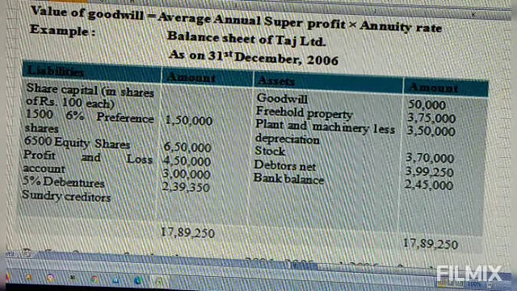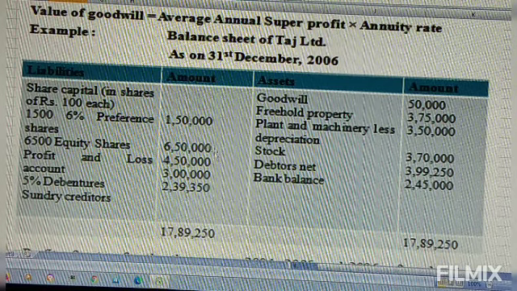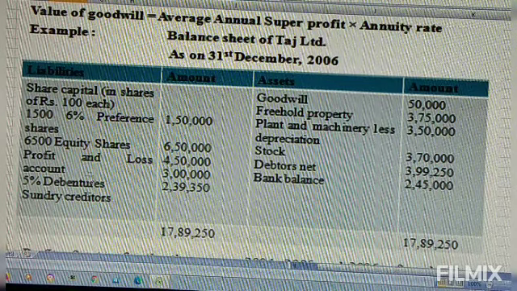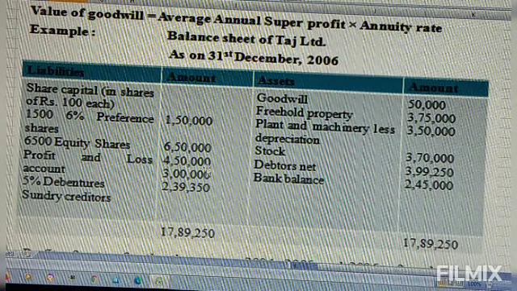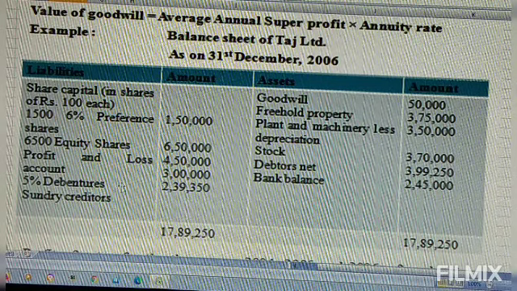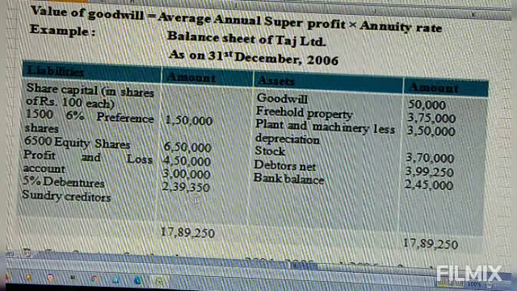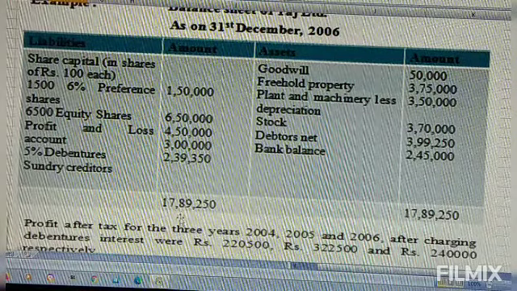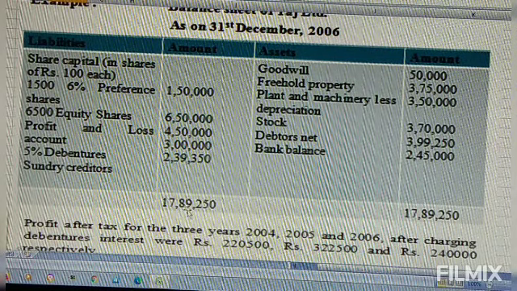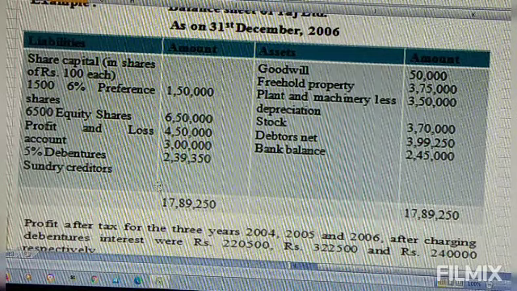Remember, 1,50,000. Then 6,500 equity shares, again the per share value is 100. So 6,500 into 100 is 6,50,000. This is the value of equity share capital. Then the profit and loss account balance is 4,50,000. The 5% debenture value is 3 lakhs. Then sundry creditors 2,39,350. Total value of liabilities is 17,89,250.